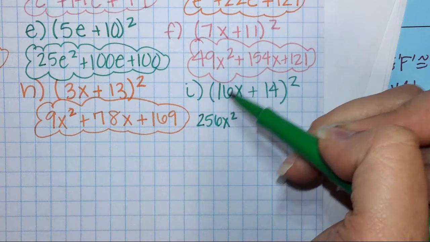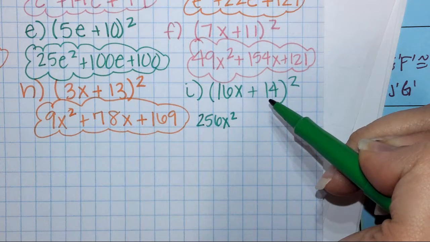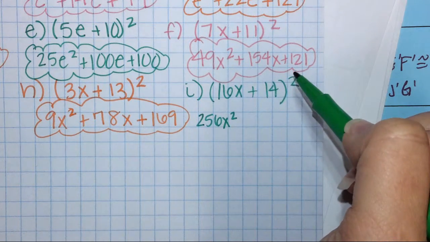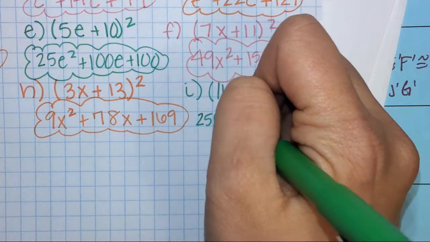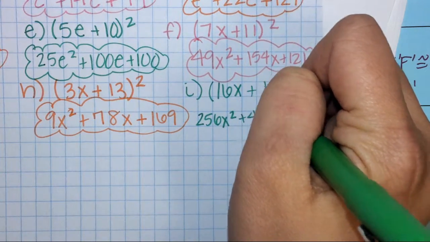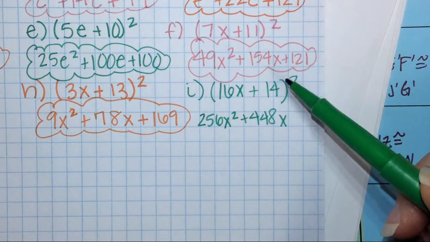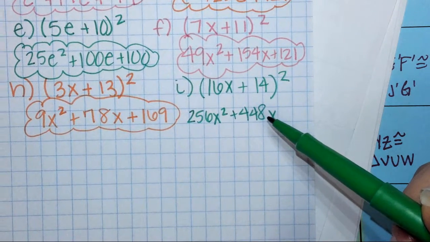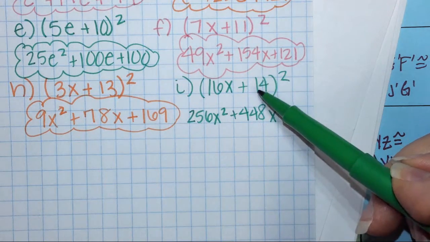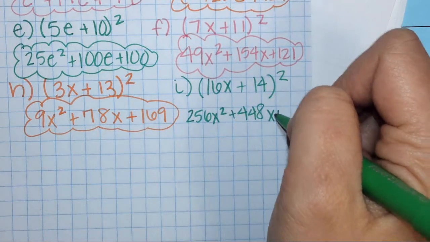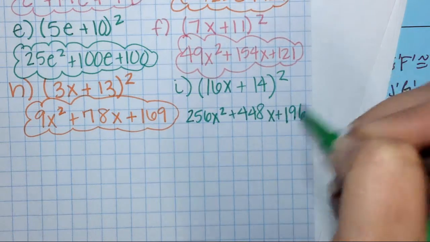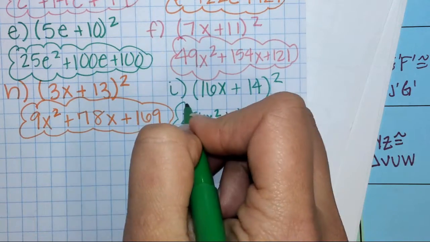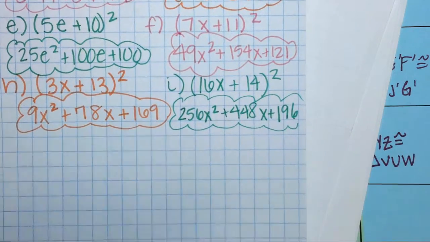Alright, next we do 16 times 14. Then multiply that times 2. Then you get 448, plus 448x. So we did 16 times 14, and then we multiplied it by 2, and we got 448x. Is everybody with me? Then you do 14 squared, and you get 196. And we're done with that problem, because we know our perfect squares. That's why we've been practicing the perfect squares since last year.